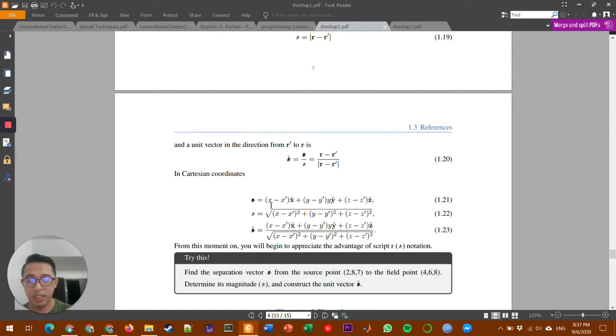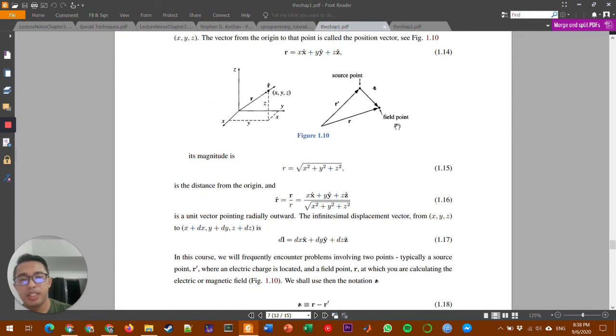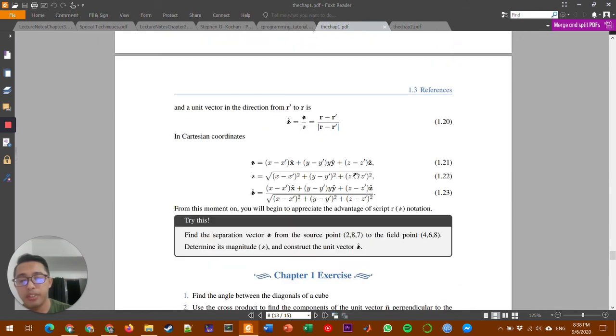So this is the vector, this is the magnitude of the script R, and then the unit vector of the script R. From this moment on, you will begin to appreciate the advantage of script R. Most of the time, we will use script R. That is the distance between the source point and the field point, the vector between the source point and the field point.